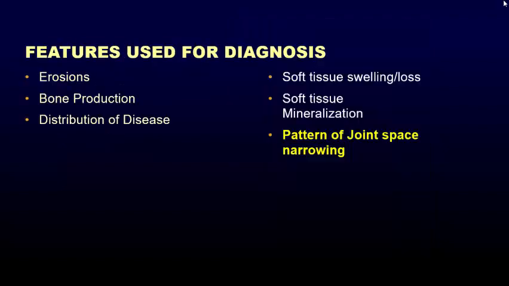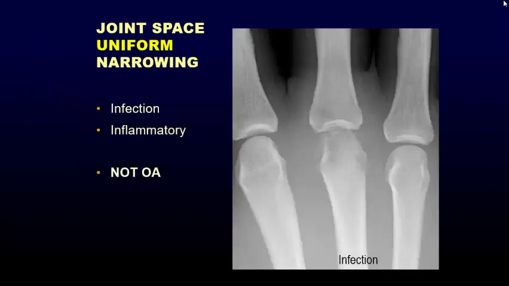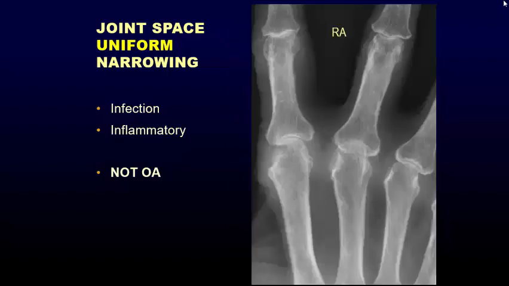When starting to evaluate the joint, pay attention to the pattern of joint space narrowing. Uniform joint space narrowing, where the subchondral bone plates look to be settling together, is a feature of an inflammatory process within the joint, resulting in diffuse cartilage loss, as in this case, a monoarticular area of joint space loss from infection, the result of a fight bite. But here, same uniform joint space loss with rheumatoid arthritis.